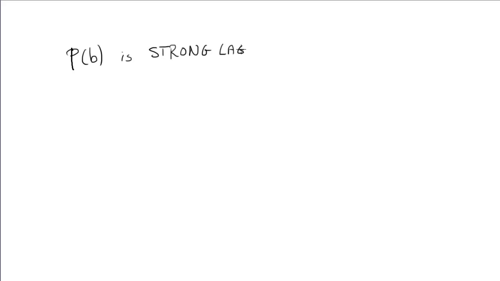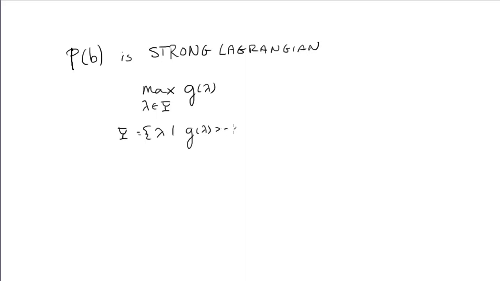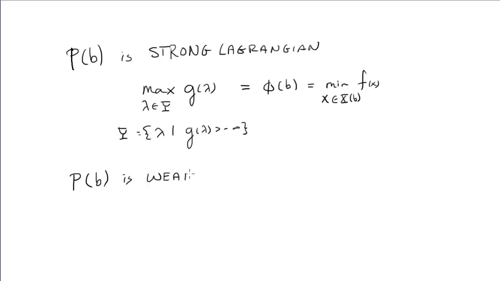In terms of labeling, the primal problem is called a strong problem or a strong Lagrangian problem if the optimal dual value is the optimal primal value. Otherwise, our primal problem is called weak. We will see that linear problems are always going to be strong.